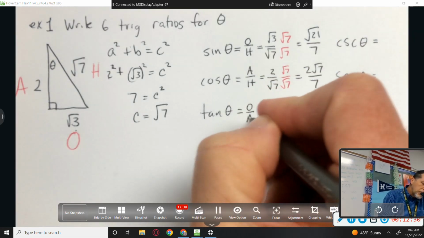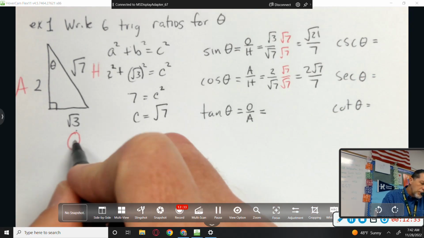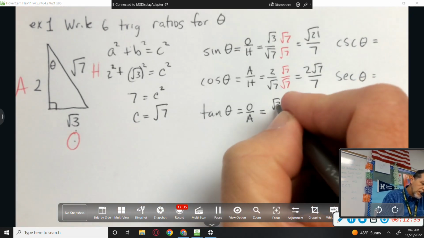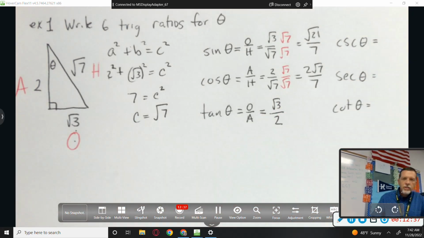Tangent is opposite over adjacent. Opposite over adjacent. 3 over 2. Do we need to fix that one? No, we're good with that one. That one does not have a square root in the bottom, so we're good.